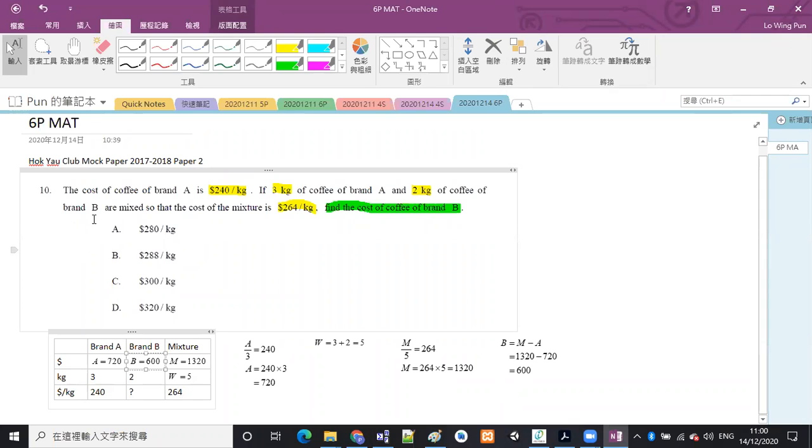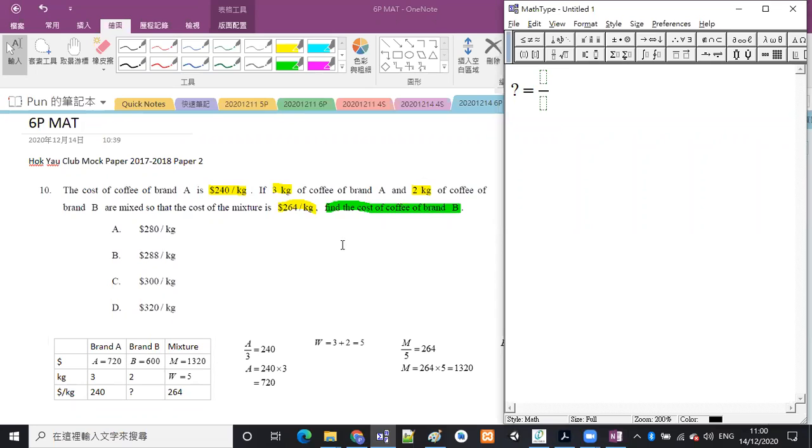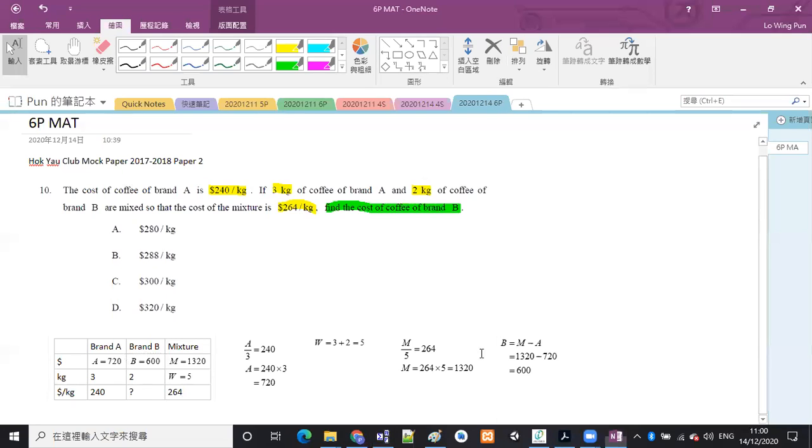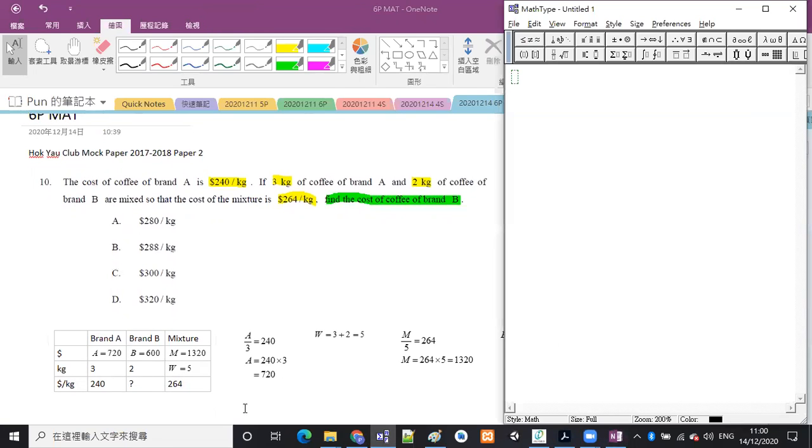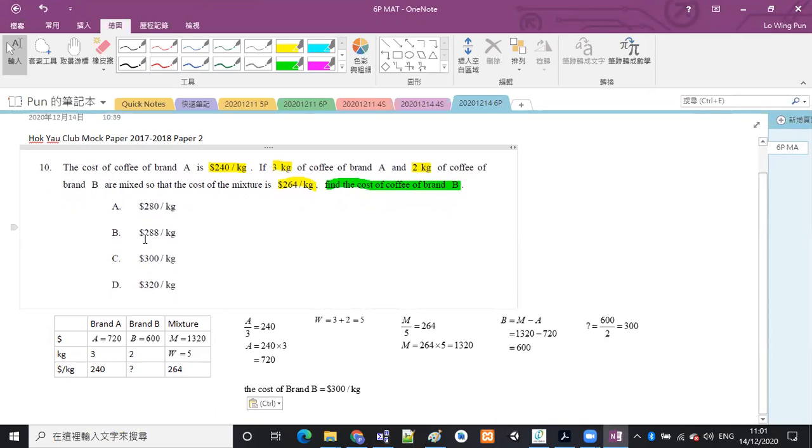Get it? 好啦，最後啦，我要揾個問號係咪？個問號係點樣㗎？就係錢 per kg 嚟㗎嘛。錢 per kg 係點樣計出嚟㗎？咪就係用佢呢一樣嘢嘅錢除翻呢一樣嘢嘅 kg 咯。OK， 咁即係話咧個問號咧應該就會等於600/2。OK， 咁即係等於300啦。Okay, so this one should be equal to 300, which means that the cost of brand B should be equal to $300 per kg. Okay, so the answer is option C.